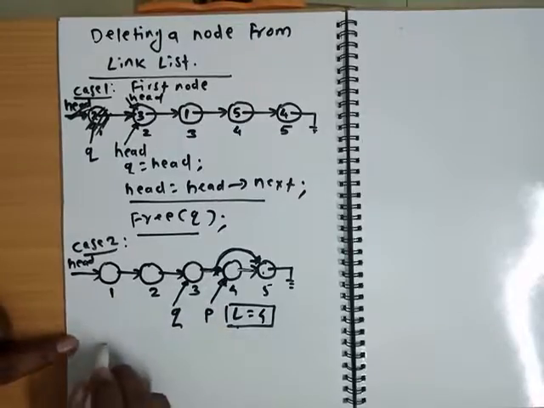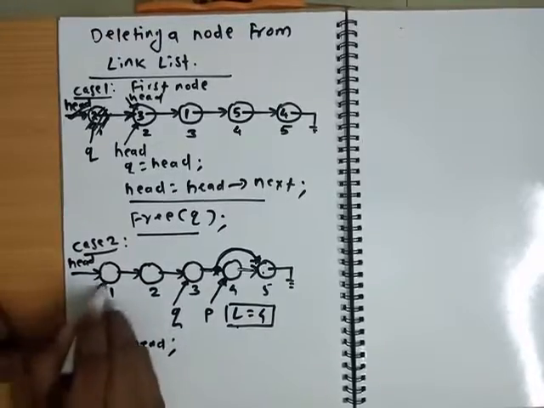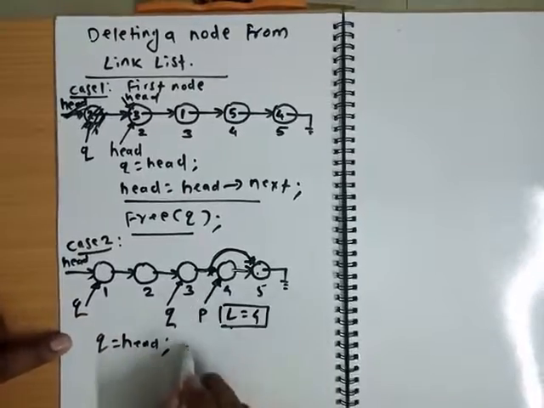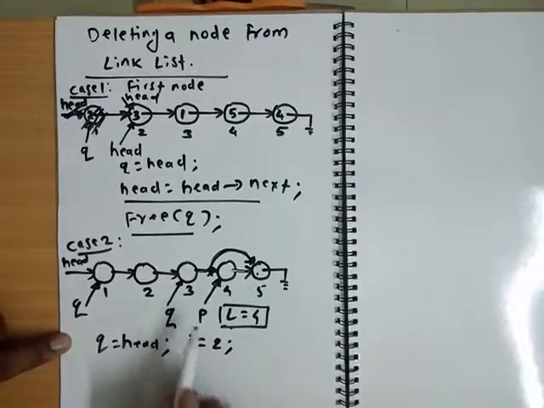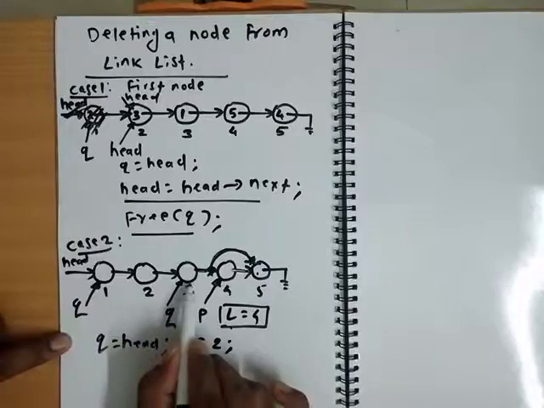So it's like this. Q equal to head, initialize Q to this, right? Then say i equal to 2, because we want to take our Q from 2 to the position of deletion minus 1, right?